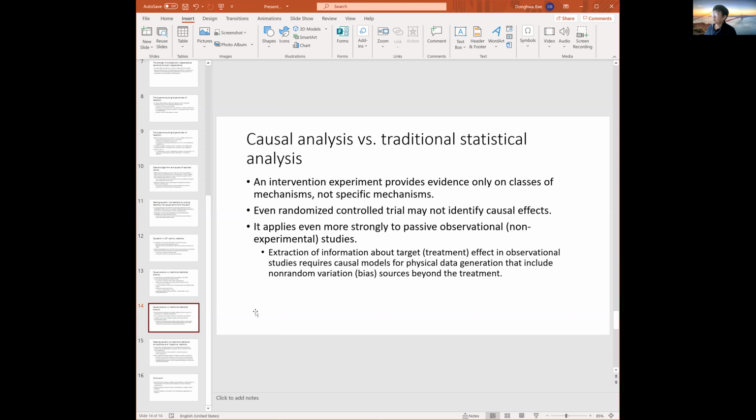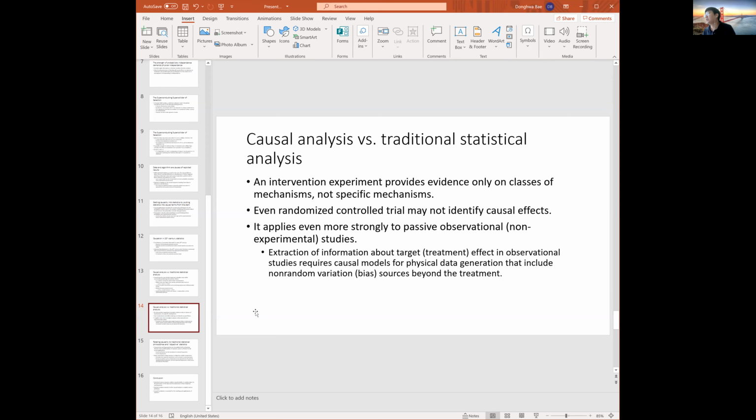So this example shows that an intervention experiment provides evidence only on classes of mechanism, not on specific mechanisms. So even a randomized controlled trial may not identify the actual causal effect.